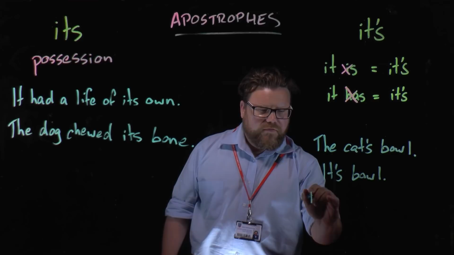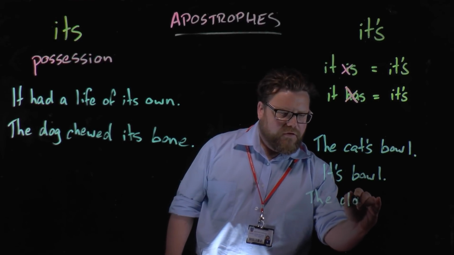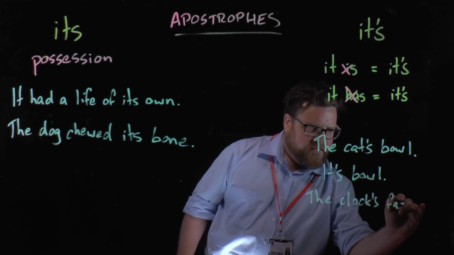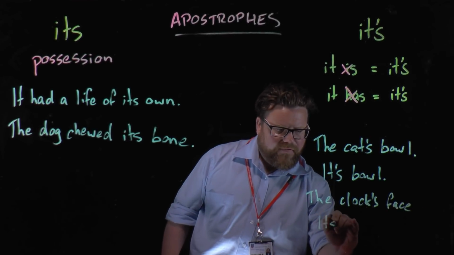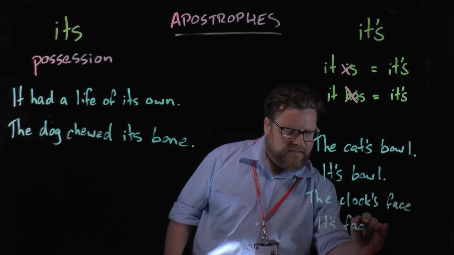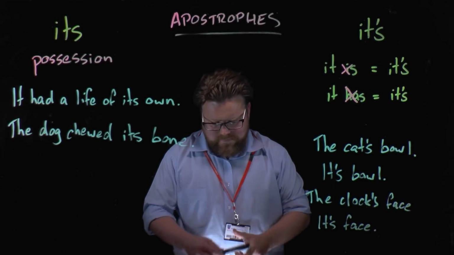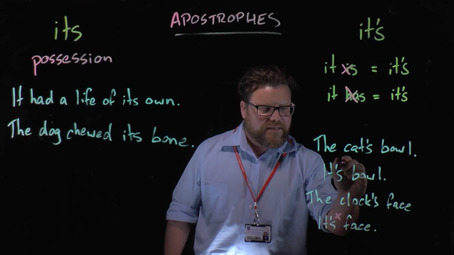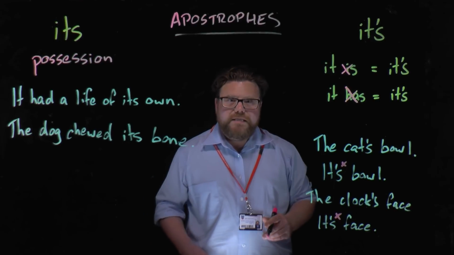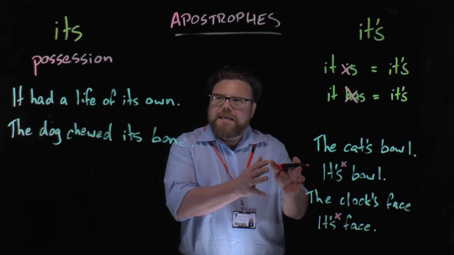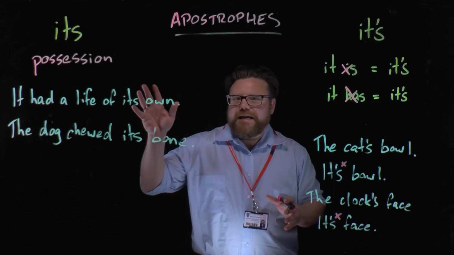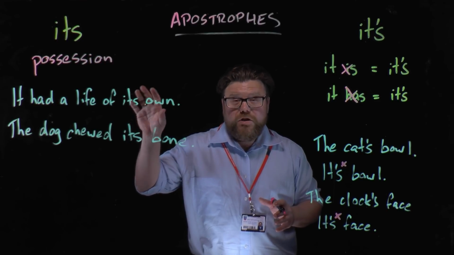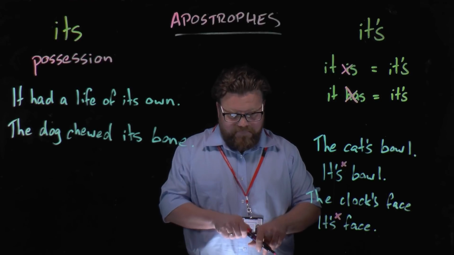If we can have the clock's face, why can't we have its face with an apostrophe? Well, this is incorrect, and this is incorrect. And the reason is because its, in this case, is being used as a possessive word, either a possessive pronoun or a possessive determiner, used to indicate possession.